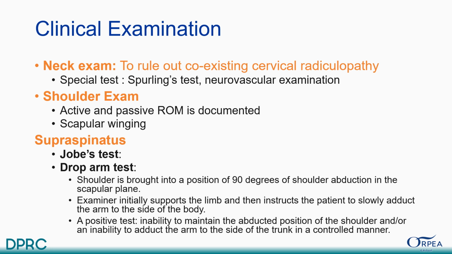Then another test is the drop arm test. In this test, the shoulder is brought into a position of 90 degrees of abduction in the scapular plane. The examiner supports the limb and then instructs the patient to slowly adduct, or bring the arm to the side of the body. So a positive test means inability to maintain the abducted position, and inability to adduct the arm to the side of the trunk in a controlled manner. So slowly it drops. That's why it's called a drop arm test.